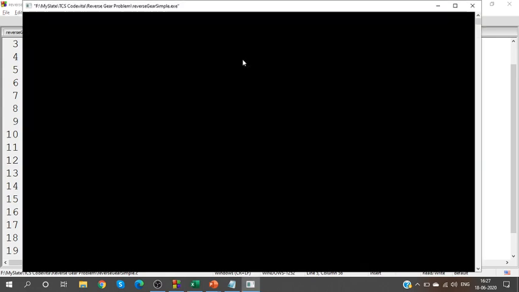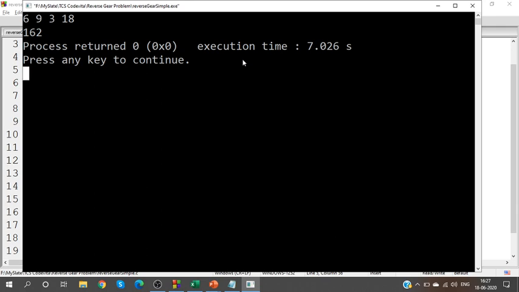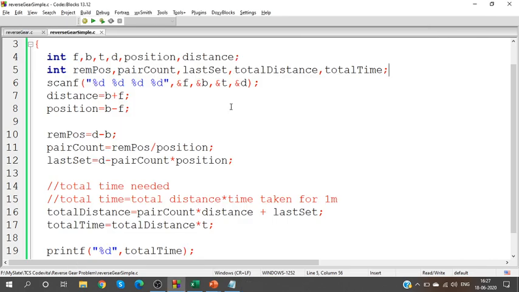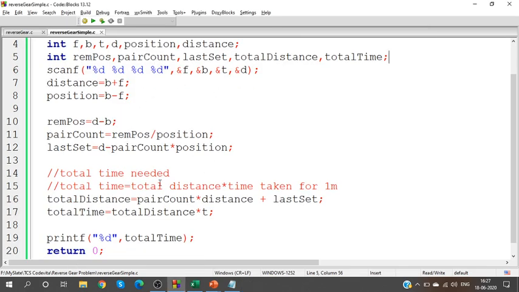So let's say I'm going to move forward by 6 meters, backward by 9 meters, 3 seconds per meter, position is 18. You get the answer as 162. I hope I made it clear till this point. Yes, this is the basic calculation, guys. No loop, nothing. Execute all the statements only once, you'll get the right answer.